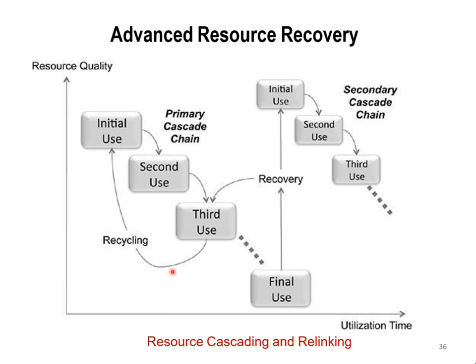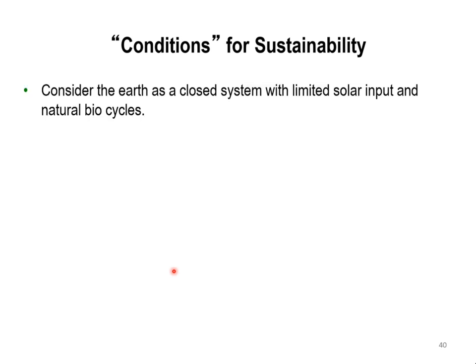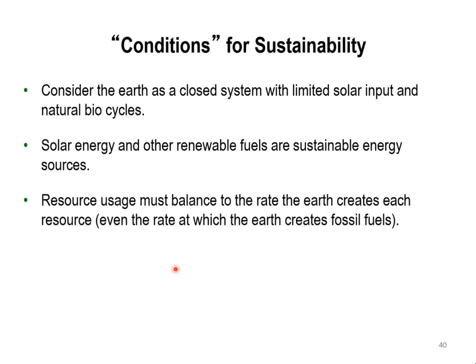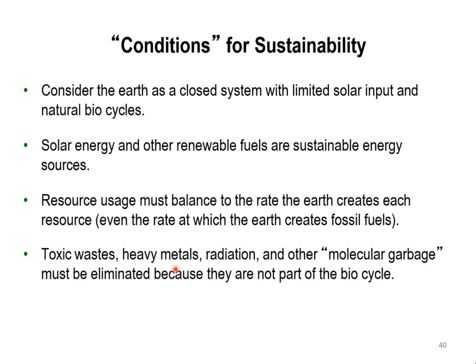The conditions for sustainability are, first, to consider that the Earth is a closed system with a limited solar input and natural biocycles. That's the real case. Solar energy and other renewable fuels are sustainable energy sources; they're always going to come to you every day. Resource usage must be balanced to the rate at which the Earth creates each resource, even the rate at which the Earth creates fossil fuel. Toxic wastes, heavy metals, radiation, and other molecular garbage must be eliminated because they are not part of the biocycle.